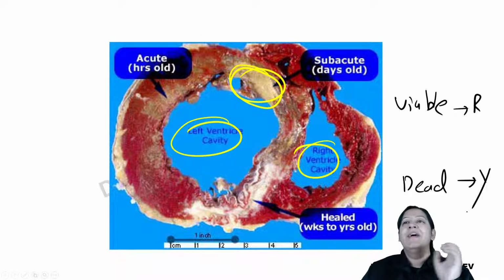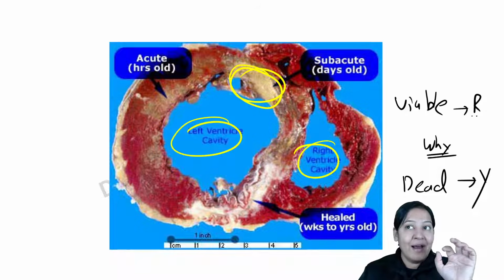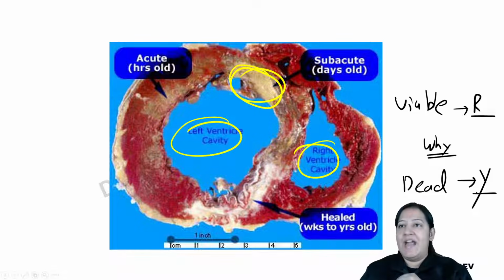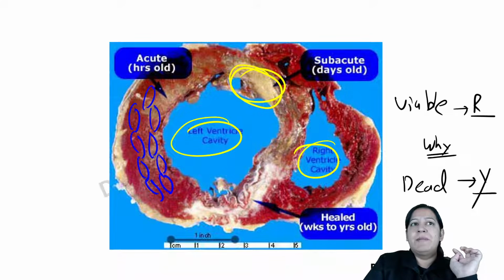Why? The question is why. What is the principle? Why is TTC giving red color to viable tissue and yellow color to dead tissue? To answer it, it is very easy. You know the entire wall is made up of cells. So let me draw a few cells here. These are the cells of myocardium.